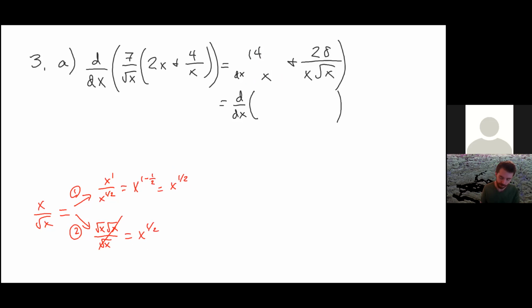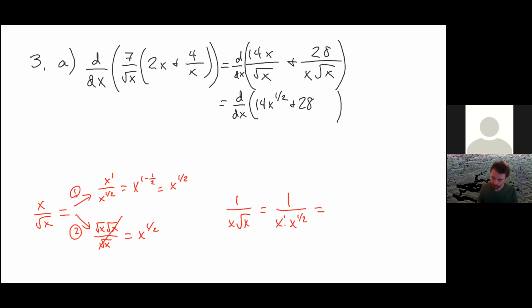And we have this 14 out front. Okay, so that's 14x to the 1/2. Okay, and the second term, I definitely have that 28. And the way I would think about it is 1 over x squared of x, same as 1 over x times x to the 1/2.